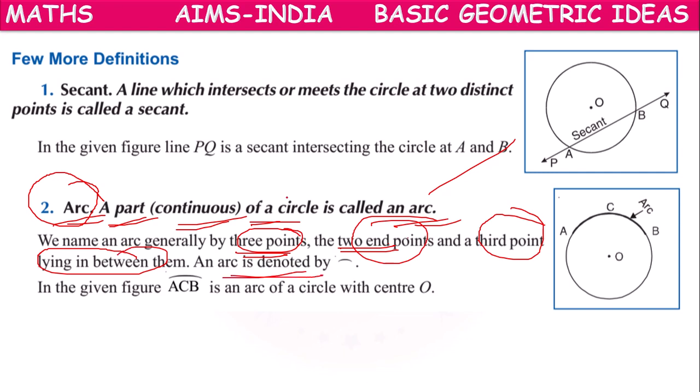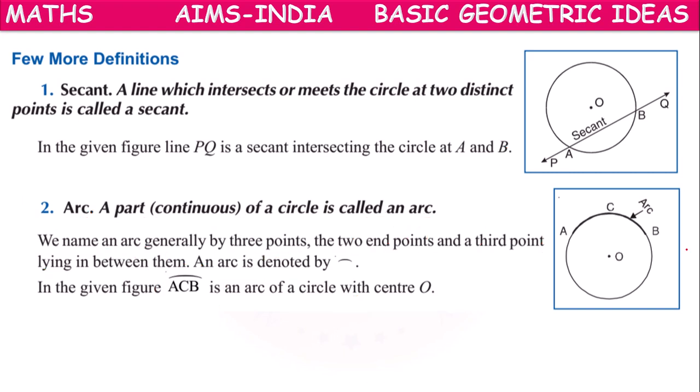Out of the 3 points, 2 will be end points, and the third point will be lying between them. Arc is denoted by this upper curve symbol. In the figure, ACB is an arc of the circle with center O. So from the circle, whatever part we have considered here is considered as an arc. It's a part of the circle.